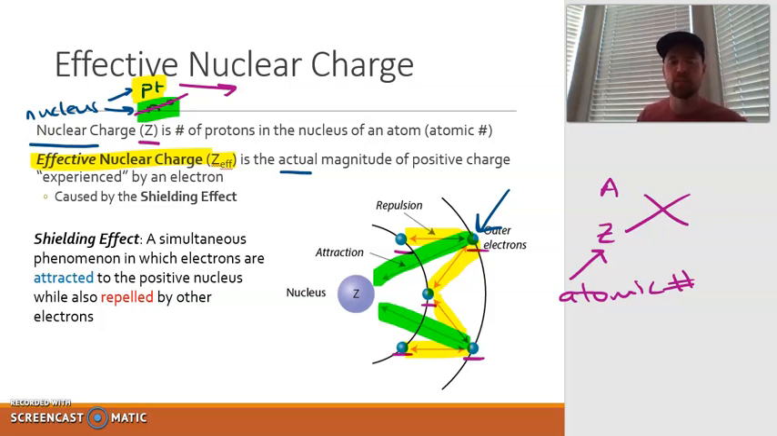For example, if this was neon, it would have 10 protons. Do you think these outer electrons actually feel the full effect of those 10 protons? No, they're going to feel something less than that. They're going to feel what we call the effective nuclear charge. Now, we don't need to worry about what that value is. We just need to know that it's lower because of the shielding of these inner electrons. And so the shielding effect is that simultaneous phenomenon we talked about, in which those outer electrons are both attracted to the positive nucleus, but then also repelled by the inner electrons. So the effective nuclear charge and shielding effect are going to be what guide us through this topic.